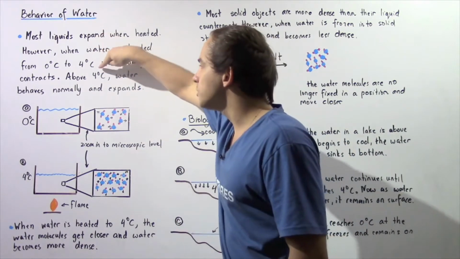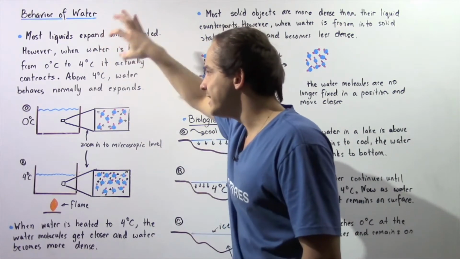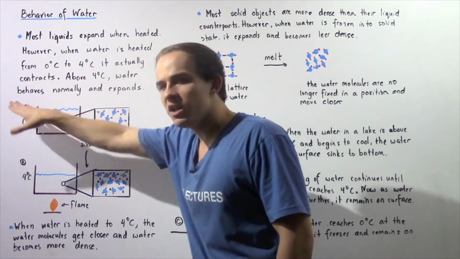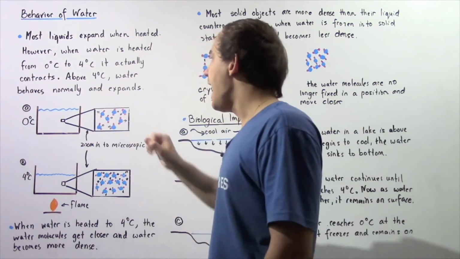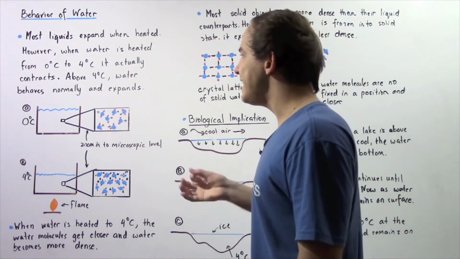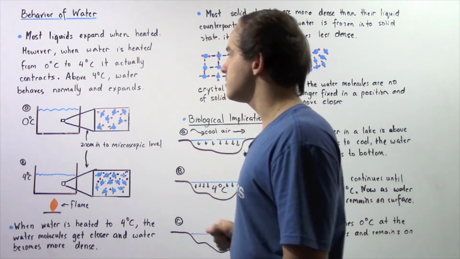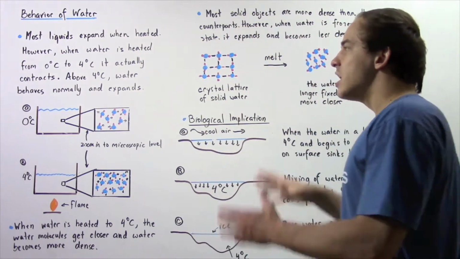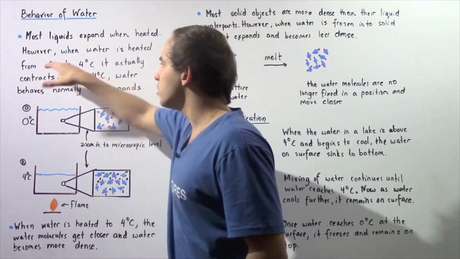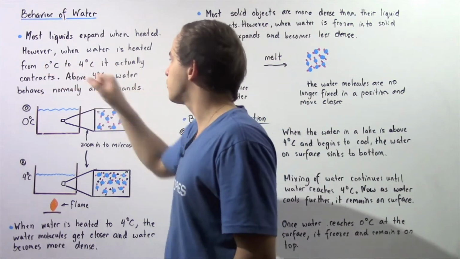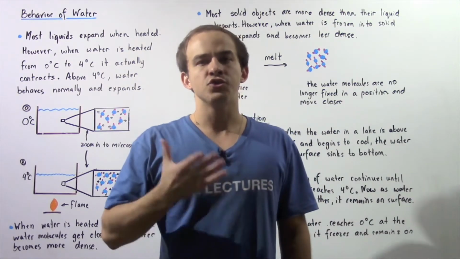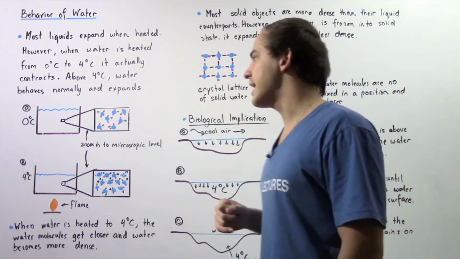Now, if we heat our water above 4 degrees Celsius, the water will behave normally and it will expand. So, for example, when we heat our water from 4 degrees Celsius to 10 degrees Celsius, the water will expand. But when we heat it from 0 degrees Celsius to 4 degrees Celsius, the water will contract. The opposite will take place.